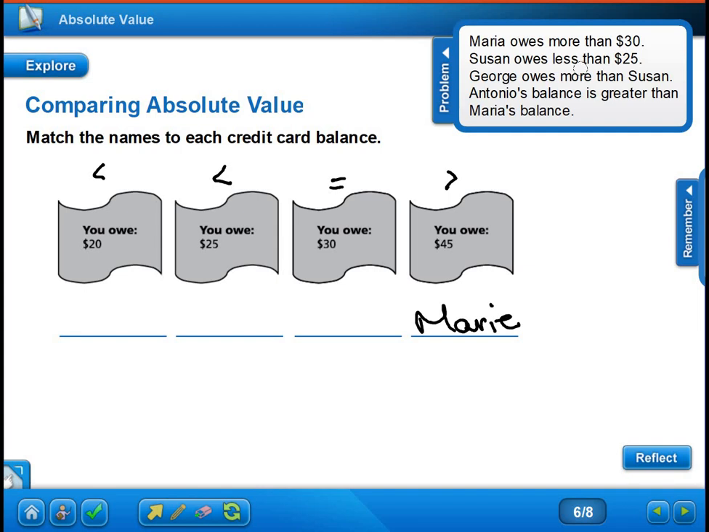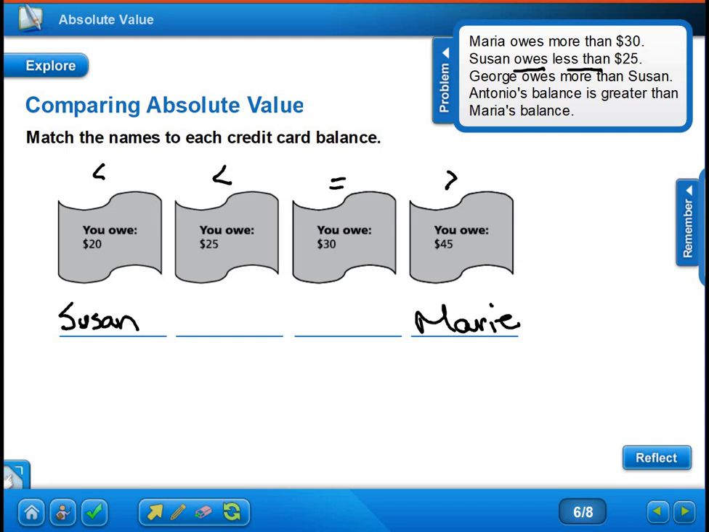Susan owes less than $25. So again, we're looking at the absolute values here. Her balance, we didn't know, but we knew her balance was greater than negative 25. So what she owes is less than 25. And the only one here less than 25 is Susan. See, I told you, even I have to stop, slow down, and think.